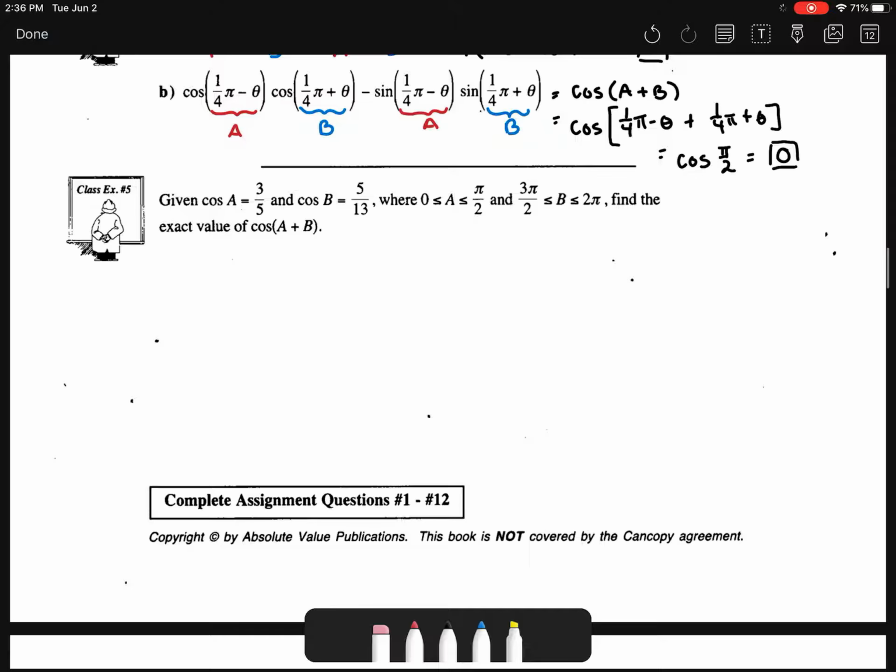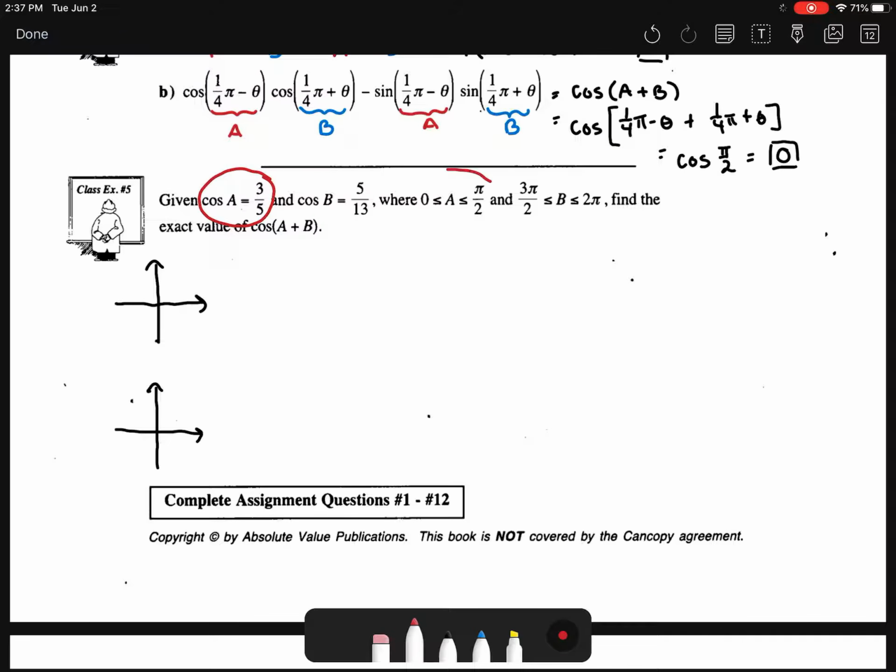So what I'm going to do is draw, remember I like to draw diagrams here, just so that I can visually see what's happening. So here will be my diagram for A, and here will be my diagram for B. Again, I'll do A in red. So we'll do cos of A is 3 over 5.